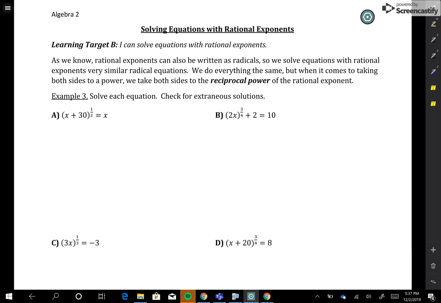Hi guys, welcome to our video lesson in which we're going to finish section 5.4. In class today, we solved radical equations, and in this video, we're going to solve equations with rational exponents.